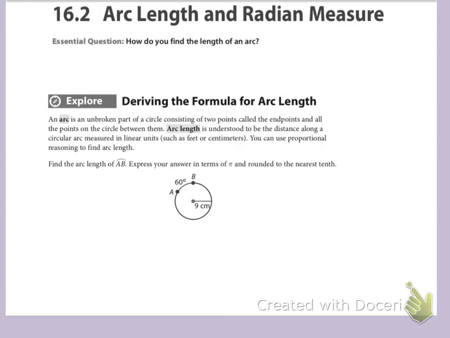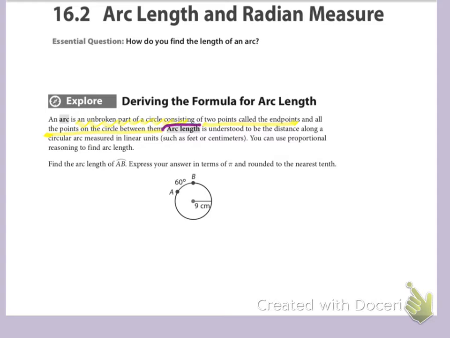So when you think of an arc, you probably imagine something that's curved, something that's open, not closed like a circle, right? And that's exactly what an arc is. An arc of a circle is an unbroken part of a circle consisting of two points called the endpoints and all the points on the circle between them. So the definition that we use here is that an arc is a part of a circle.